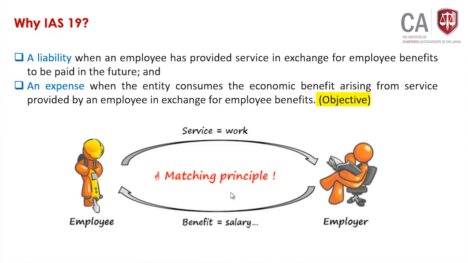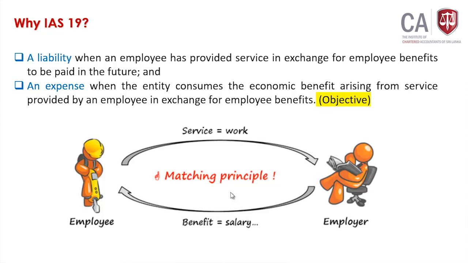When you deliver your service to whom? Employer. When you deliver your service to the employer as an employee, the employer has a liability to pay for that service. It's a transaction. And the liability, on the other side, is what? Expense in the organization. Right? You have to recognize both the expense and the liability in your books of accounts. Right? In this image, you can see employee service to employer.